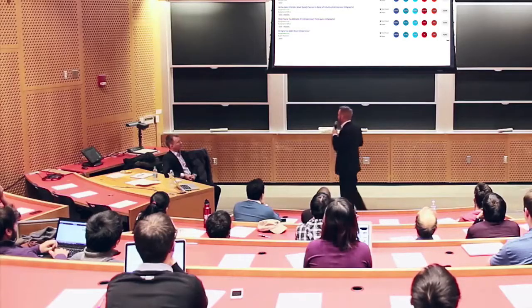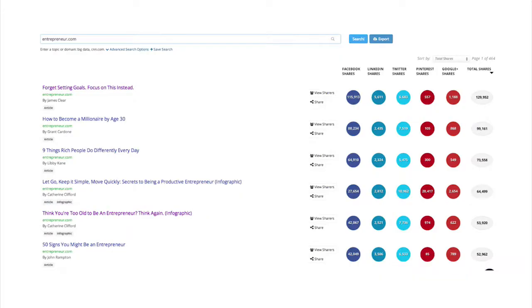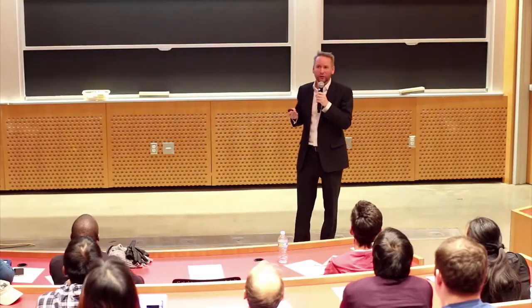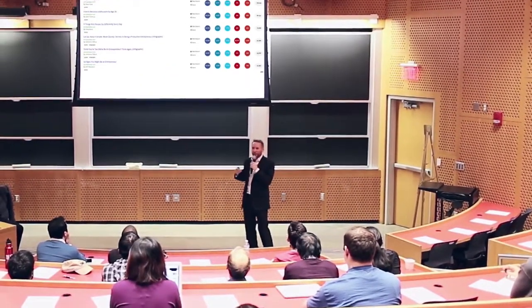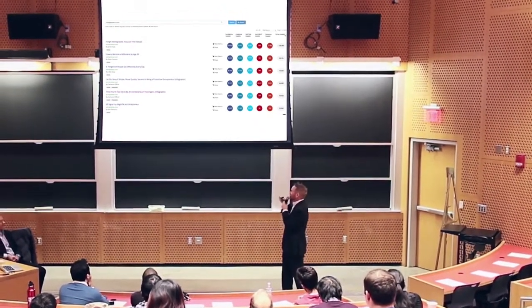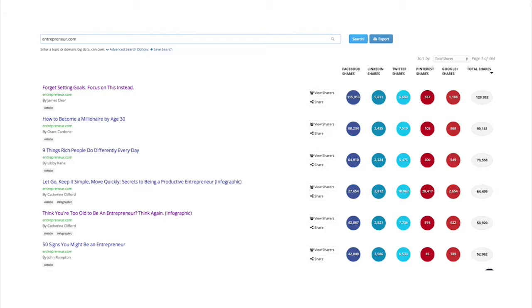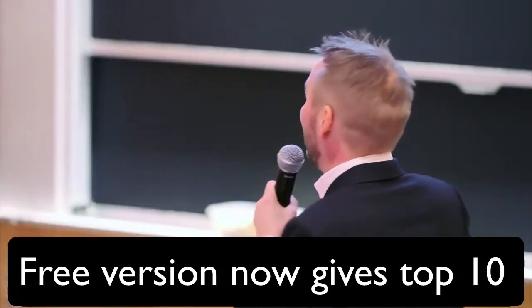And what happens is when you put this in, it goes to entrepreneur.com and it analyzes all of their articles. And on entrepreneur.com, there's hundreds of thousands of articles. And what it does is it pulls out the top performing ones. So with the free version here, you can get up to 6 URLs. So they're the top 6.